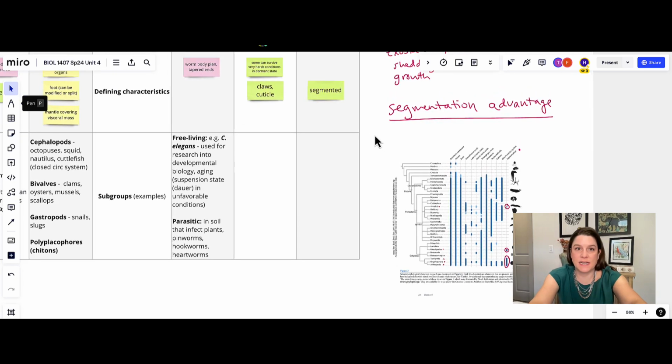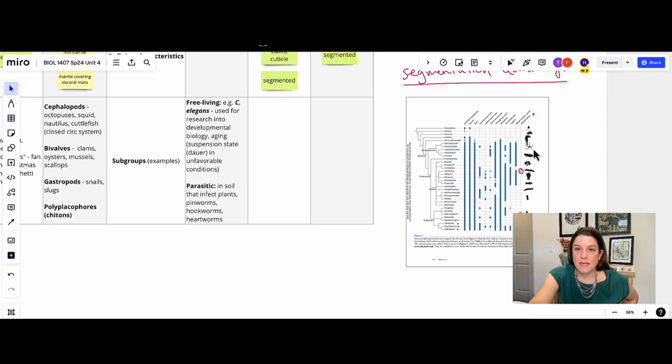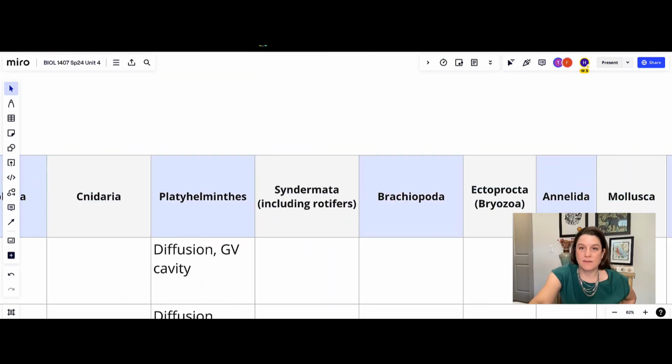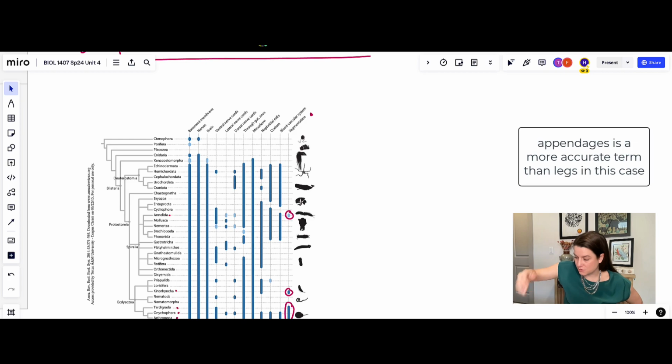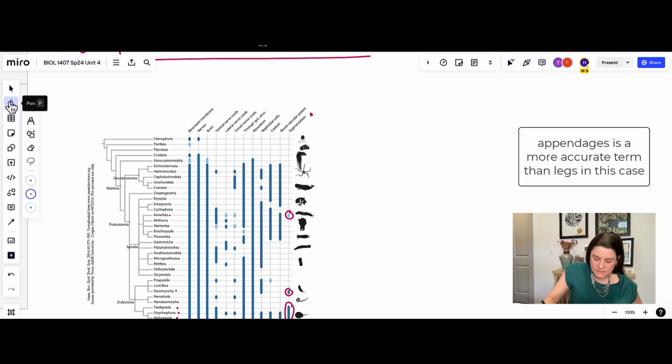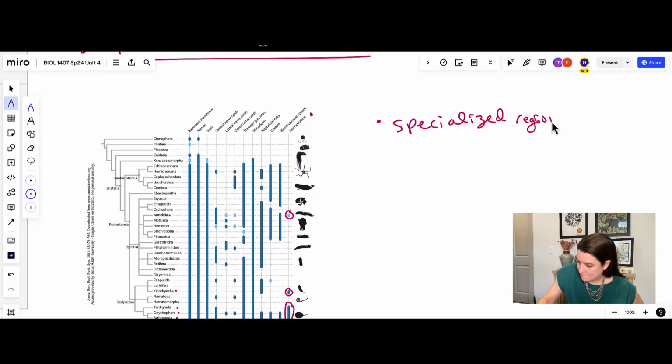So what's the advantage of segmentation? And I guess we can add segmentation to Tardigrada, now that I see that. Specialization along the body. So you can have specialized, like you saw it in the crayfish, right? You had specialized legs in the different regions or segments. You didn't see it quite as much in the earthworm, but you did see that each segment had its own unit of organs, really. So specialized regions of the body because they have different structure and therefore different functions.